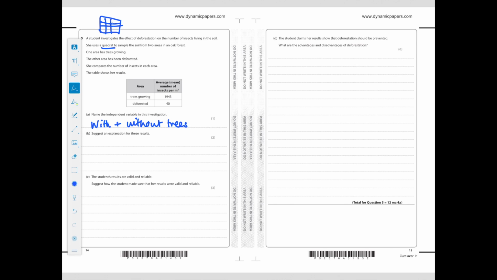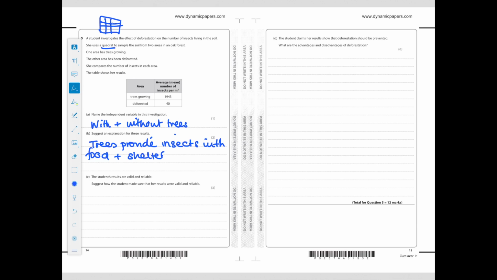Part B, suggest an explanation for these results. So why do the insects like the trees? Well, that's because the trees provide an excellent habitat for insects, such as trees provide insects with food and also shelter, and help them stop being spotted by predators.